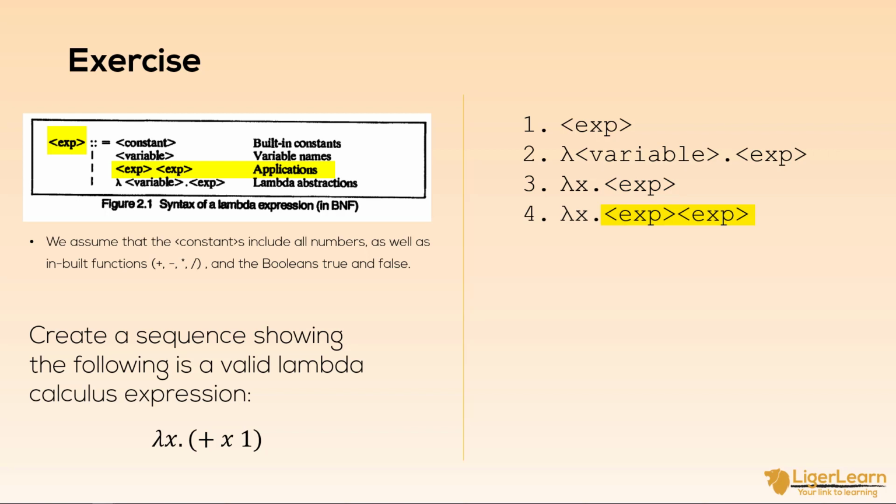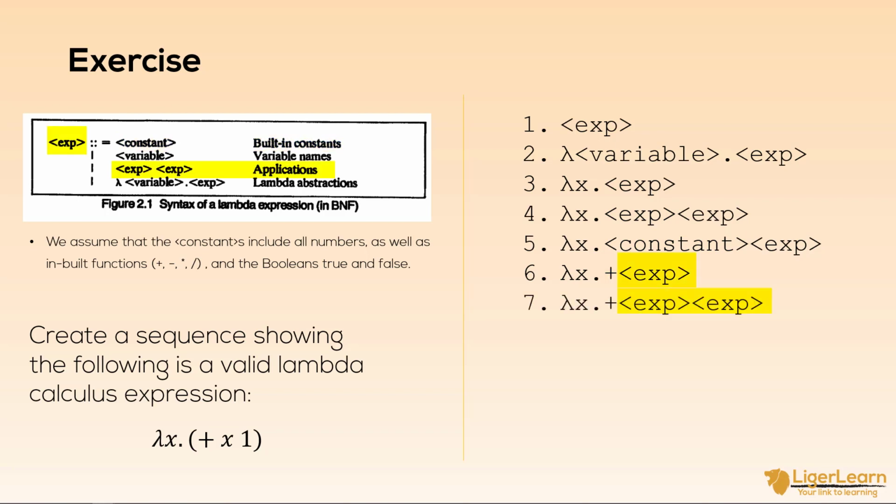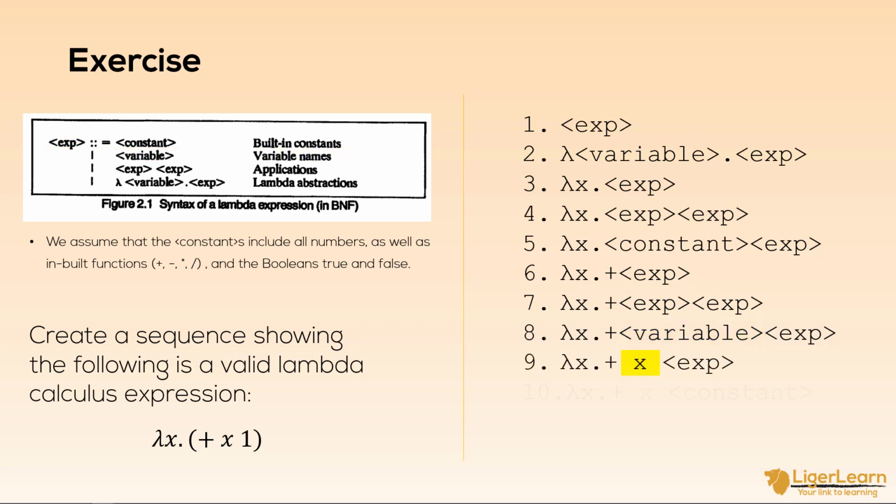And then we can replace the first expression with a constant, which in this case will be the plus function. We can then replace the single expression with an application, i.e. two expressions next to each other. Now we can replace the first expression with a variable, which we call x, and to get to the final point, we replace the last expression with the constant 1. Hopefully, that wasn't too difficult, and now you understand how we can build larger and larger expressions in the Lambda Calculus.